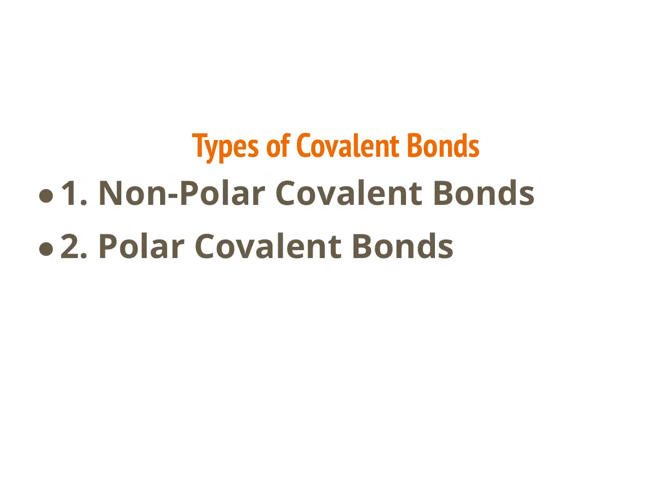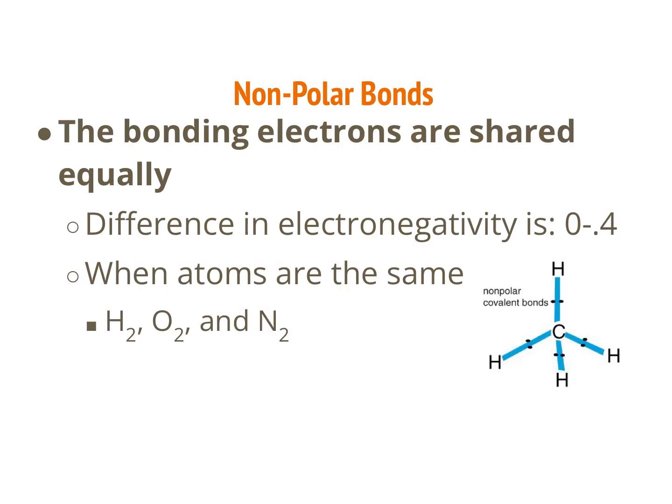Okay. So our two types of covalent bonds are nonpolar covalent bonds and polar covalent bonds. So today we're going to learn what is the difference between a nonpolar and a polar covalent bond. And then if I'm looking at two different atoms, how can you tell which type of bond will form? So first we're going to talk about nonpolar bonds. So in a nonpolar bond, the electrons are going to be shared equally.